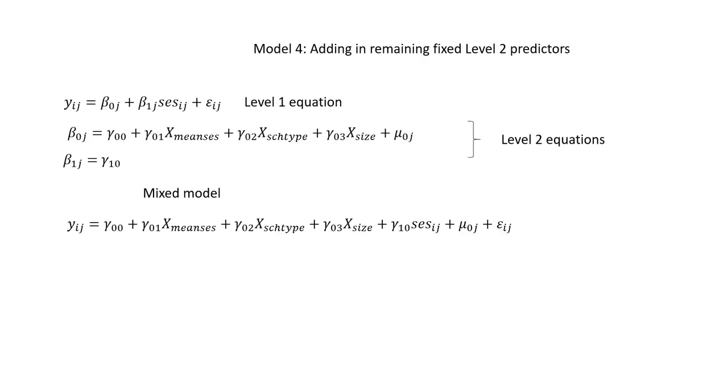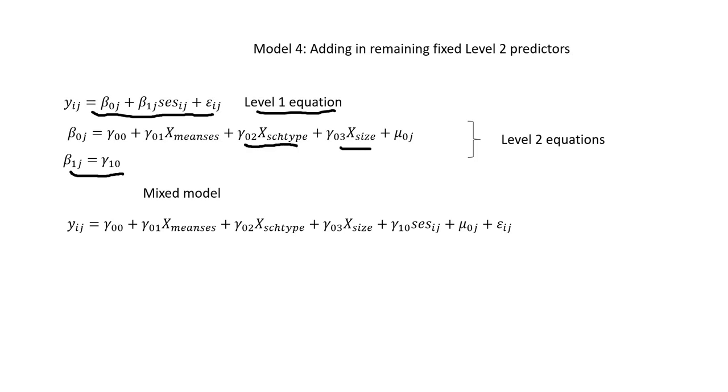So in this model we're going to continue on by adding in 2 additional predictors, school type and school size. So basically our level 1 equation that you see right here is exactly the same as what we had before, and our level 2 equation for the fixed effect of SES is exactly the same. But now we're going to add in school type right here and school size.